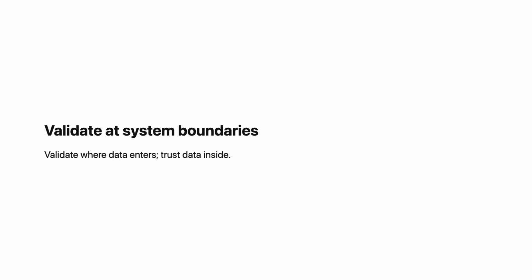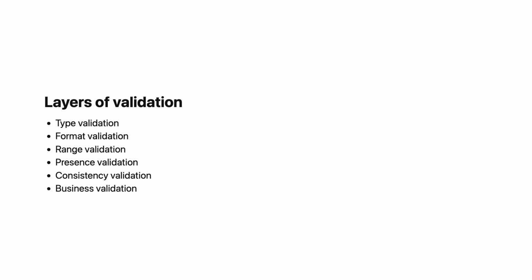Different kinds of checks serve different purposes. Type validation. Is the data the right type? Is it a number, not a string? Is it an object, not null? Format validation. Is the structure correct? Does the email have an @ sign? Is the date in ISO format? Range validation. Is the value within acceptable bounds? Is price non-negative? Is age between 0 and 150?